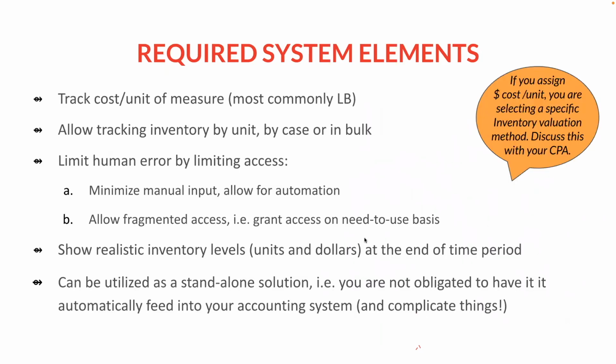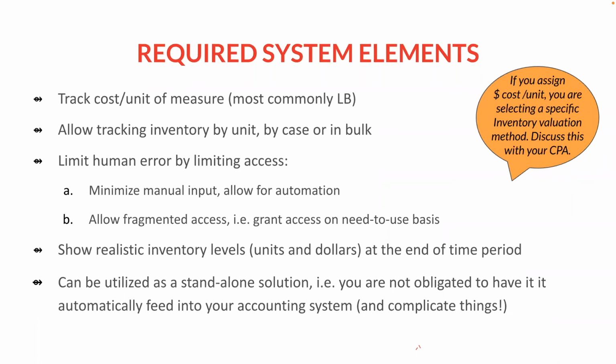And then there are other system elements, like, does it track your cost per unit of measure? And I put that little yellow blurb because it's important. Once you start assigning value to units, you're selecting a specific inventory valuation method, and you have to discuss this with your CPA before you go out and invest in a big system, because it's implicitly agreeing to something in the eyes of the IRS. But let's say you agreed to it, the system has to track your cost per unit of measure. It's pound, but sometimes it's units, depending on what you're looking at. It must also allow tracking inventory by case or in bulk, because that's how you may be selling it.